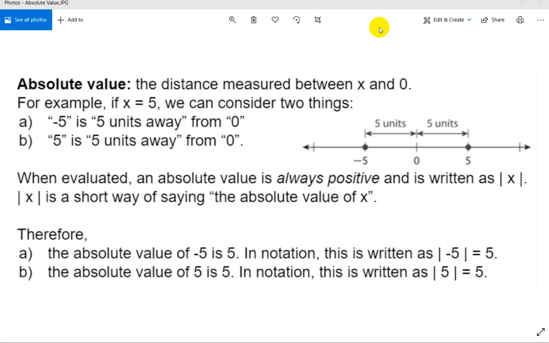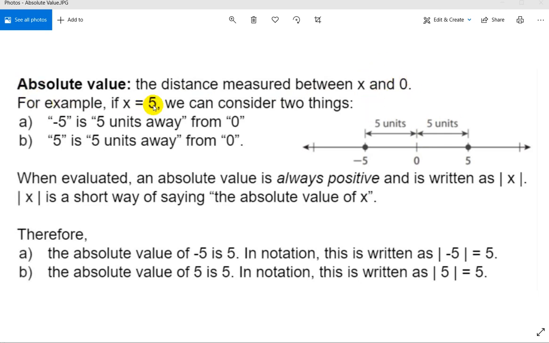Hello! The purpose of this video is to explain how to manipulate expressions with absolute values. But first, let's talk about what an absolute value is. It's basically the distance measured between a certain number and zero.